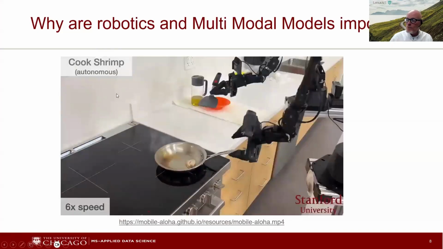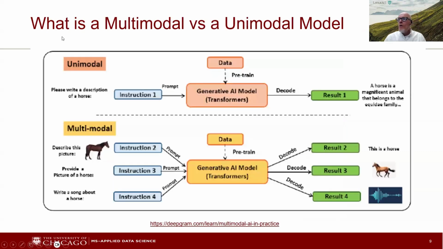So what are robotics? And here's a link to that one. Well, what is a multimodal versus a unimodal large language model? Unimodal means that we can accept one mode of input and we have one mode of output, right? So you guys all know what multimodal models are, and you do too, Jose.